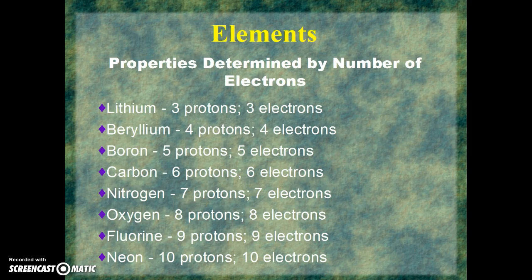Here are the remaining elements in the second period of the periodic table, the second row. Lithium, which has 3 protons and electrons, beryllium, which has 4, boron, which has 5, carbon, which has 6, and so forth up to fluorine with 9 and neon with 10. The properties of these elements are determined by the number of their electrons.